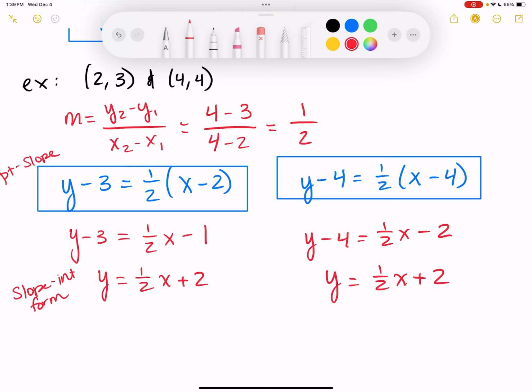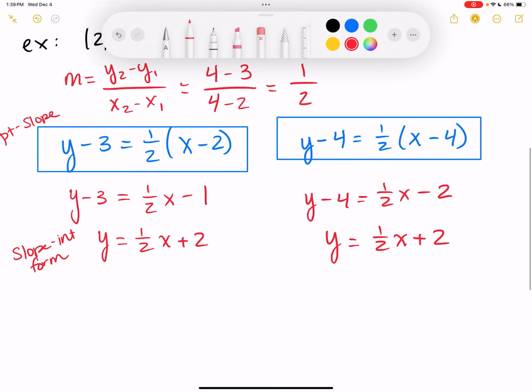Getting into problems. Write an equation in point-slope form of the line that passes through the given point and has the given slope. So, number 4. We have the point (3, 5) and a slope of -1.